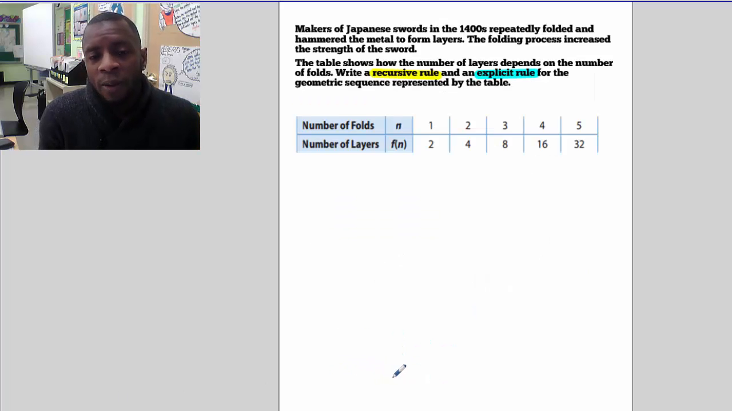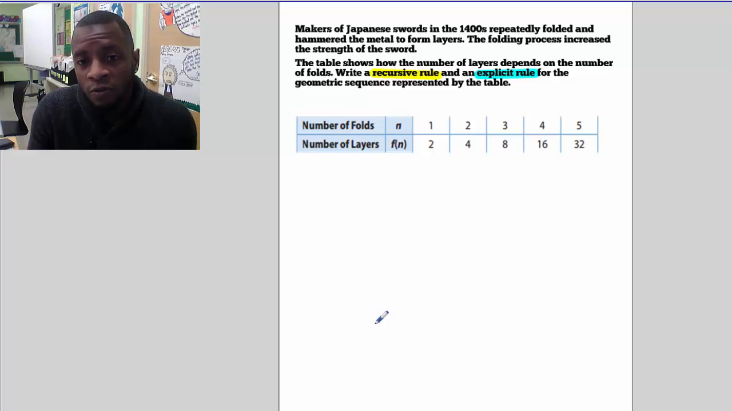Makers of Japanese swords in the 1400s repeatedly folded and hammered the metal to form layers. The folding process increased the strength of the sword. The table shows how the number of layers depends on the number of folds. Write a recursive rule and an explicit rule for the geometric sequence represented by the table.